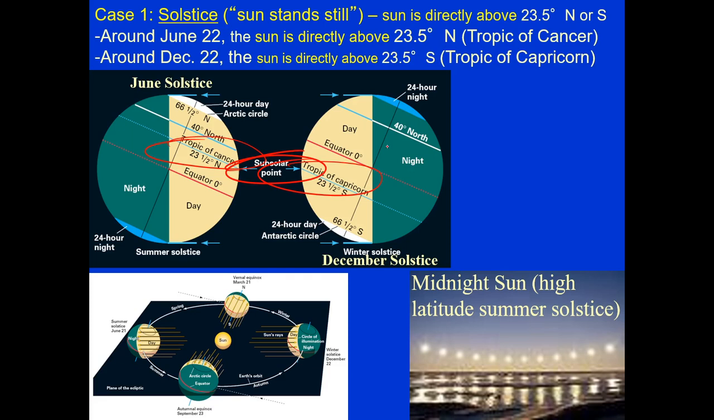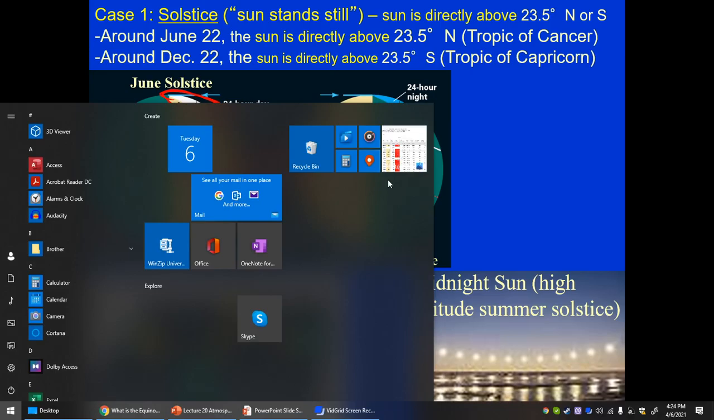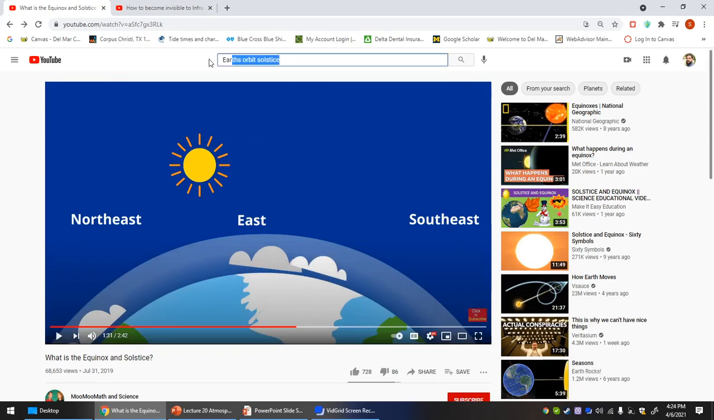Another thing I wanted to show you that's kind of cool is that in the Arctic and Antarctic circles, you will have at least one day of 24-hour sunlight and one day of 24-hour night. So I wanted to show you a little video. Oh, I forgot to load it, but I want to show you this little video of the midnight sun, which is pretty cool.